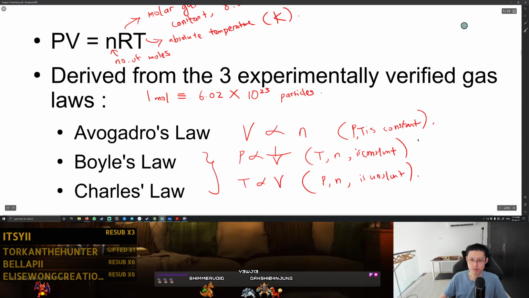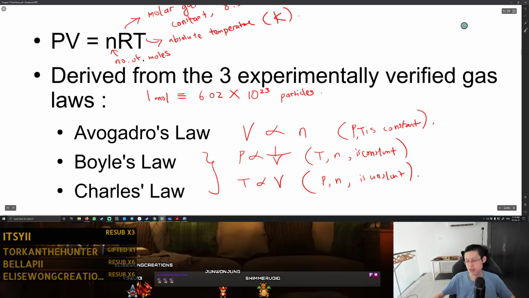Okay, so that is one way of doing that, one way of deriving this equation. The other way is the one that is relevant to our syllabus, which is to derive it using the power of maths, which I'll show you in a bit.